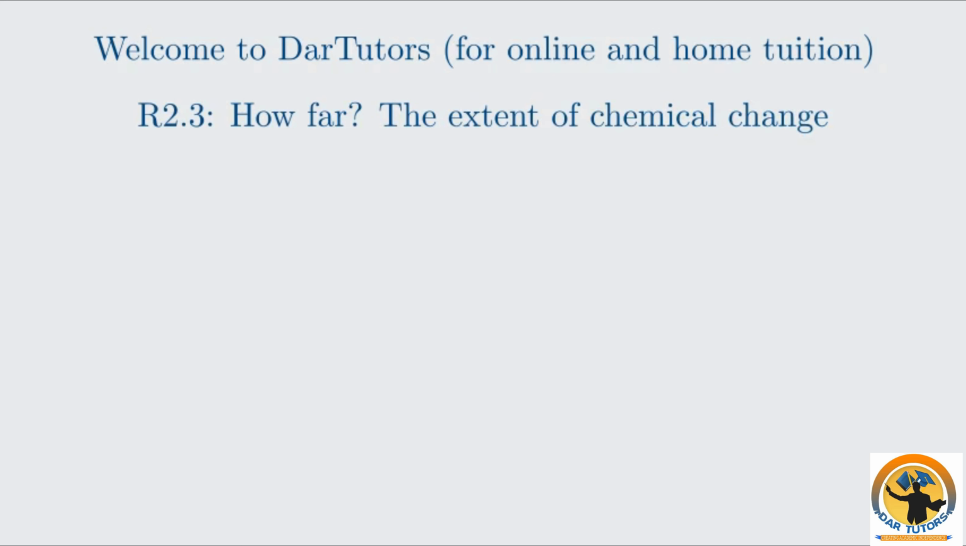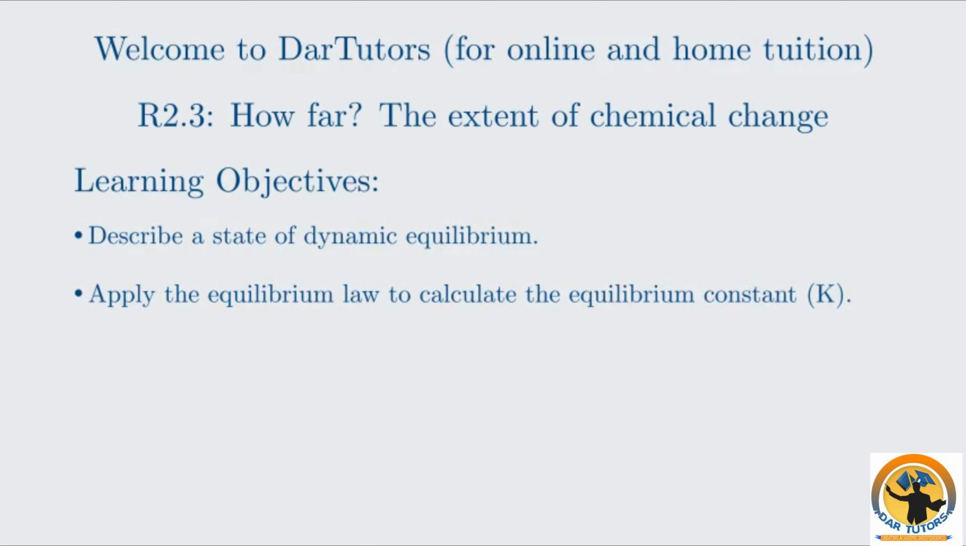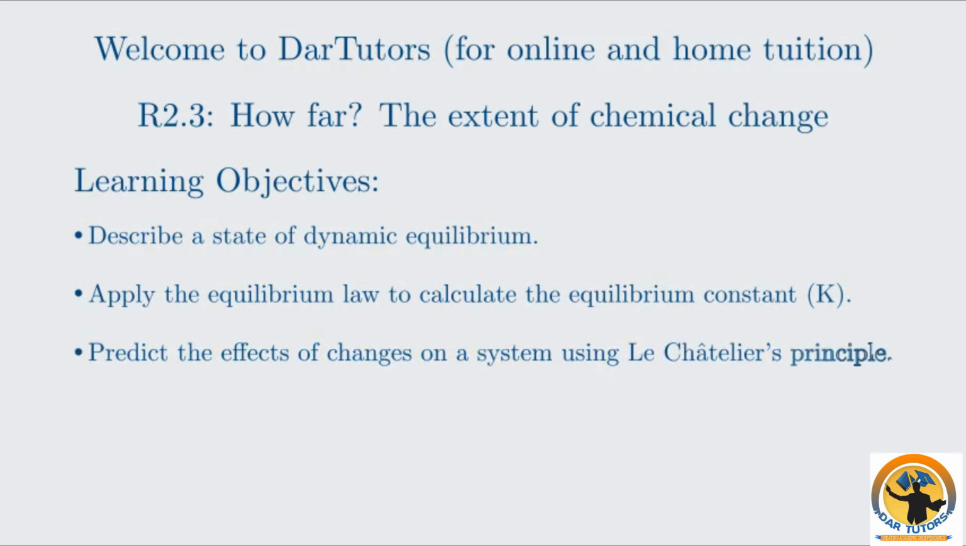The extent of a reaction, or how far it goes, is governed by thermodynamics, while the how fast, or the rate, is governed by kinetics. A key question we will answer is, how can the extent of a reversible reaction be influenced? By the end of this video, you will be able to describe the state of dynamic equilibrium, write and use the equilibrium law, and qualitatively predict the effects of changes on a system at equilibrium.